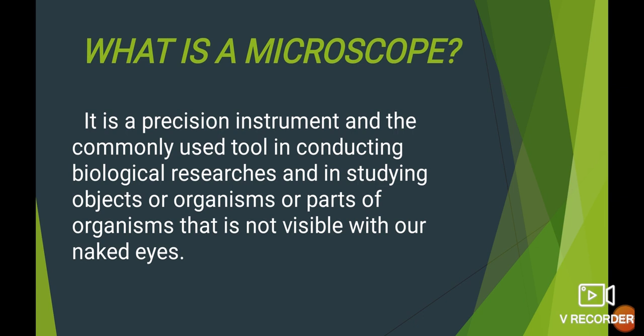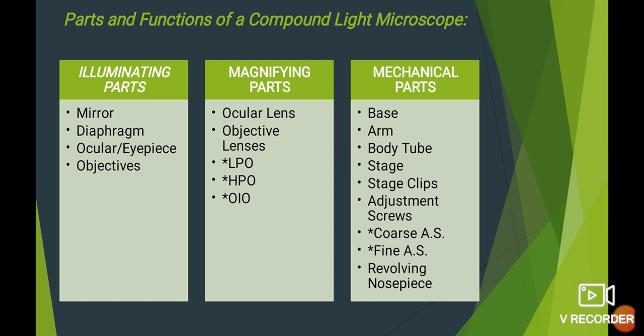Now, the microscope has parts. It is divided into illuminating parts, magnifying parts, and mechanical parts. For the illuminating parts, from the word illuminate, meaning light, they produce light. So we have the mirror, diaphragm, ocular or eyepiece, and the objectives. And the second group of parts is the magnifying parts.